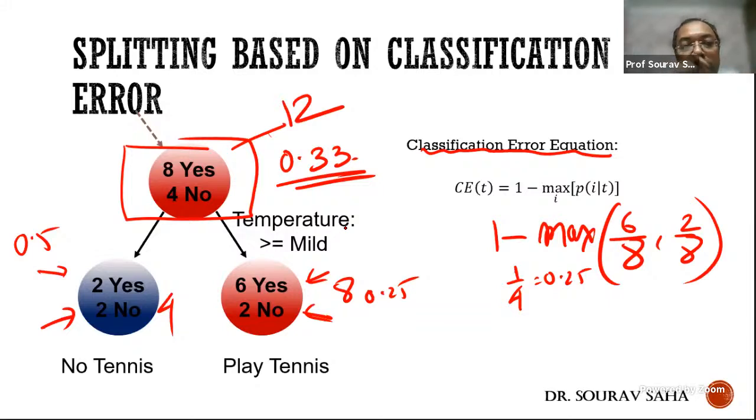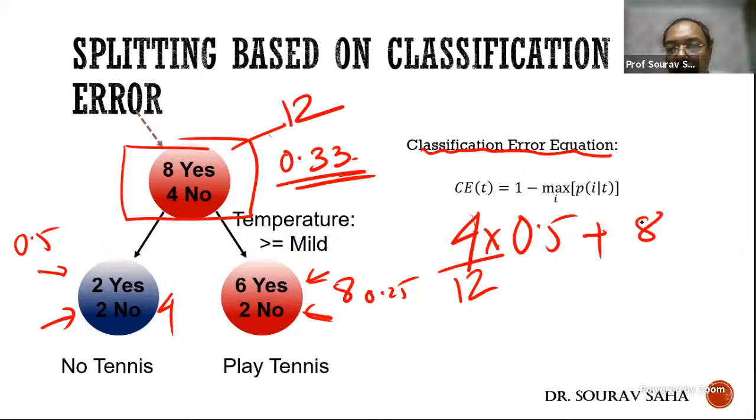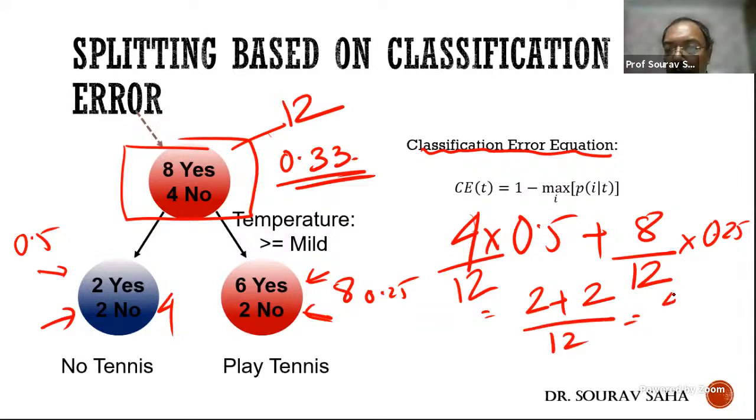Now, in the root node, if you remember, there were 12 data points. Once I split it, 4 data points have come on the left hand side, 8 have come on the right hand side. So the contribution of the impurity from the left hand side with regard to the previous one is 4 by 12 multiplied by 0.5, and on the right hand side, we have 8 by 12 multiplied by 0.25. So 4 by 12 is 1 by 3. Let me quickly make the calculation: 0.5 into 4 is 2, plus 8 into 0.25 is 2, so this is 4 by 12, 1 by 3 only.